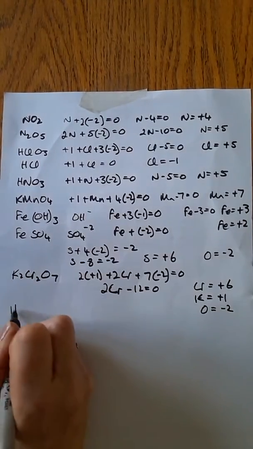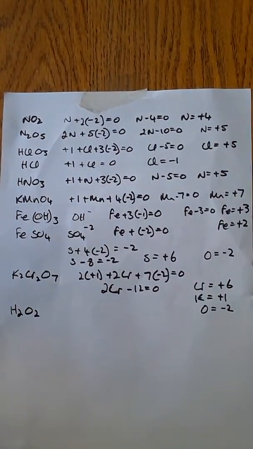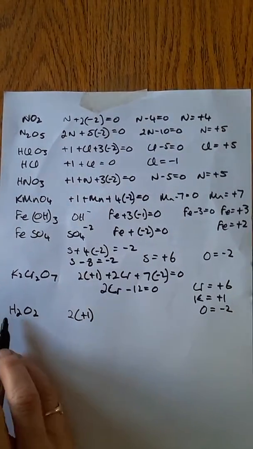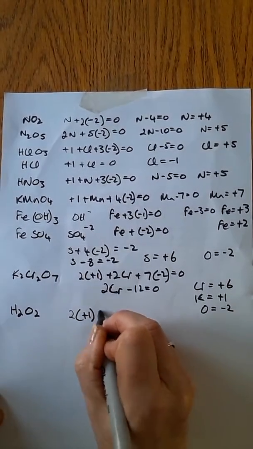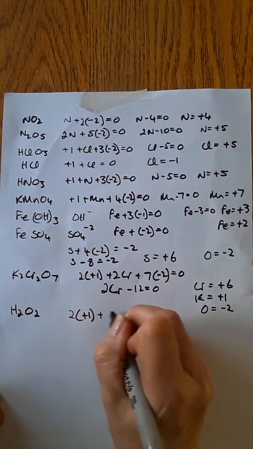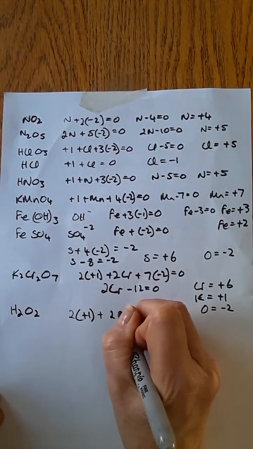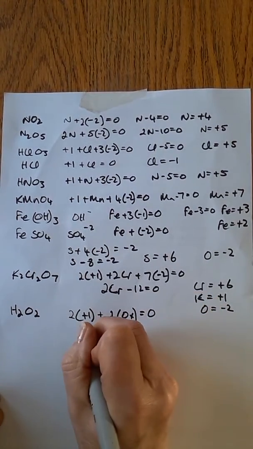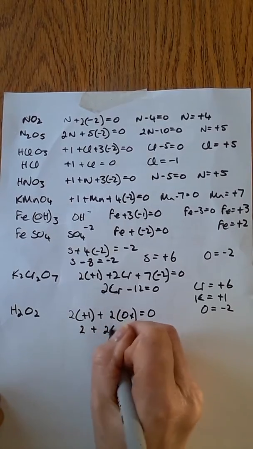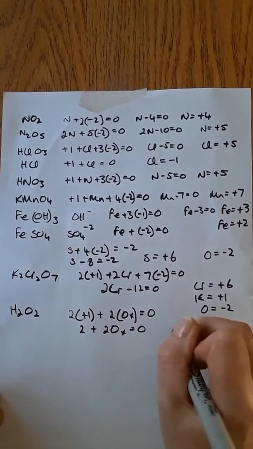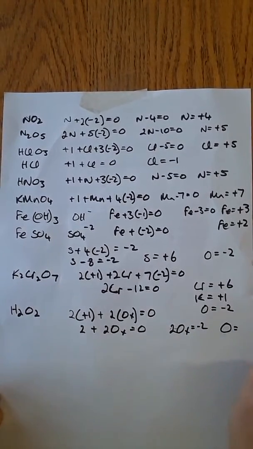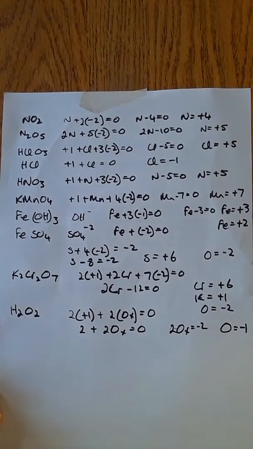If we take hydrogen peroxide, H2O2, hydrogen is always +1, so that's 2 +1s. Oxygen is in a peroxide here, so we're not too sure what it is when it's in a peroxide. So we're going to say 2 oxygens equals an overall charge of 0. So this is 2 plus 2 oxygens is equal to 0, which means that 2 oxygens equals -2. So each oxygen atom now, this time, is -1. So this is your peroxide form.